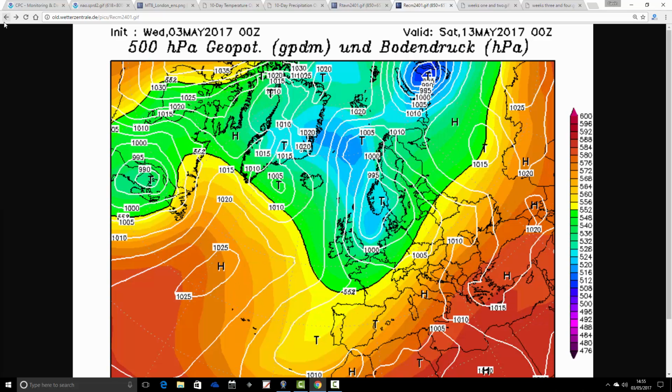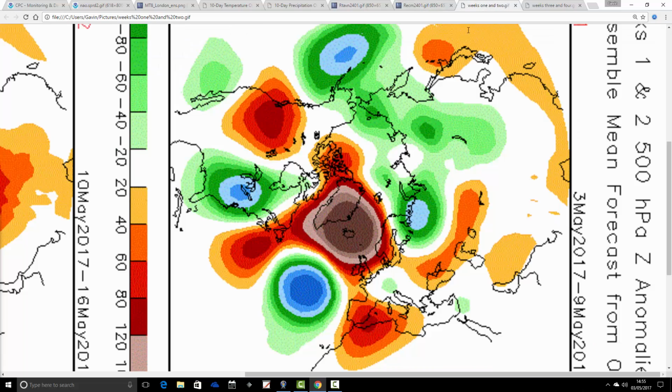So as we run up to day 10, there's a lot of uncertainty there. It might turn very unsettled, or we might actually have another push of winds from the north. I think we need to wait and see where it's all going in the second week of May.